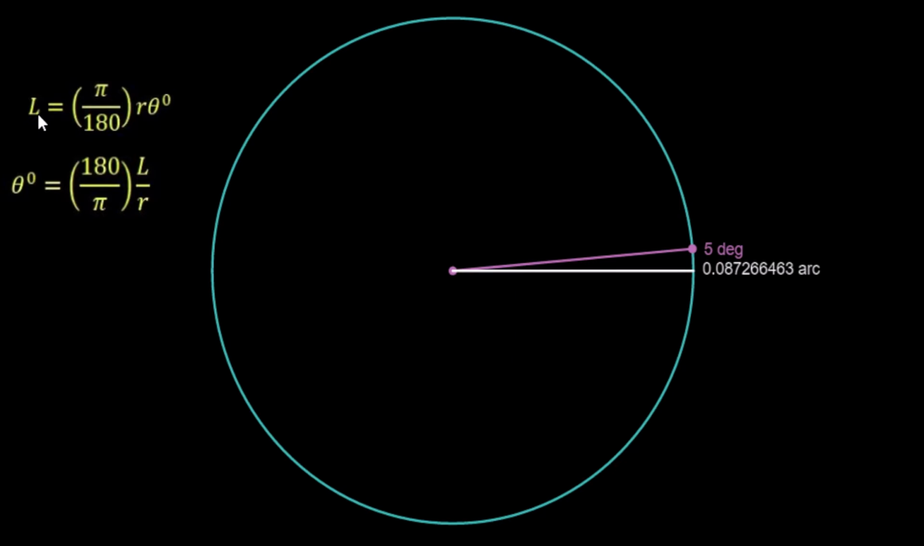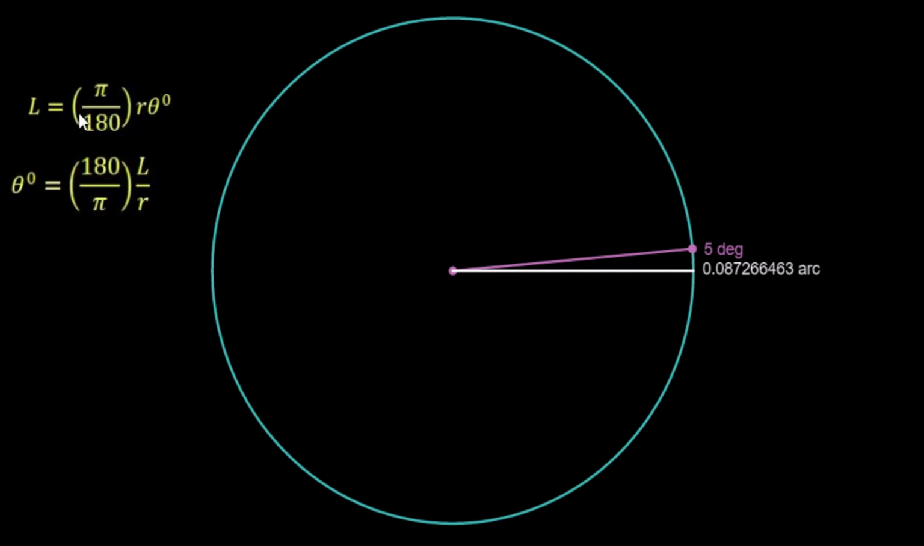And you can see that they're actually quite simple equations. If we were to read them out, we would have L is equal to r theta and theta is equal to L upon r. But there is a problem here, is that we've always got this scaling factor whenever we go through this conversion, and the scaling factor is pi upon 180 or 180 upon pi. Now the scaling factor occurs because we're measuring our angles in degrees.